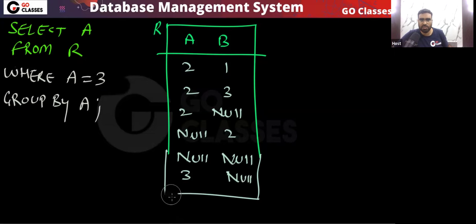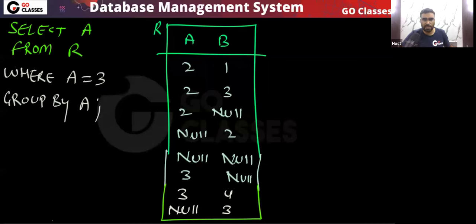Let's assume some more tuples, so that I can cover all the variations. For example, let me take 3, 3, and null comma 3. Okay, so let me take this. Now tell me, what will be the answer?